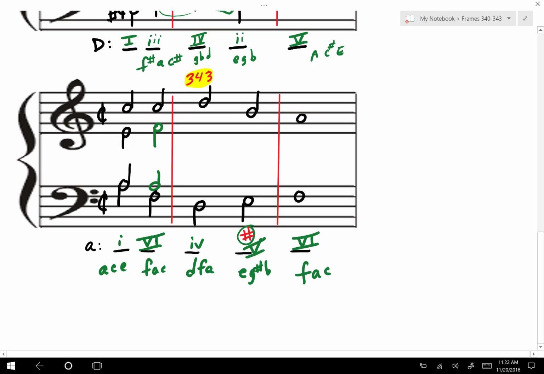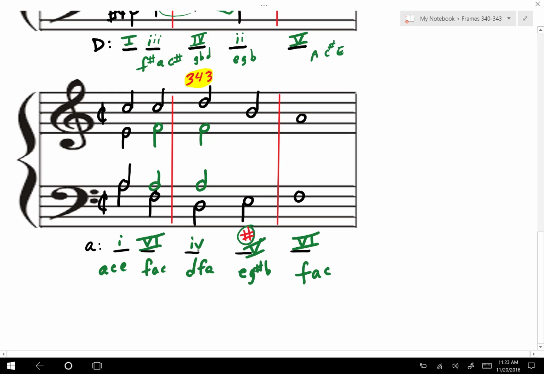Now we have to go from a 6 chord to a 4 chord. That's also going to be 2 common tones because the bass is moving by that interval of a third. So we'll keep the common tones in the same voices. The tenor can sing the A, and the alto can sing the F. Beautiful.